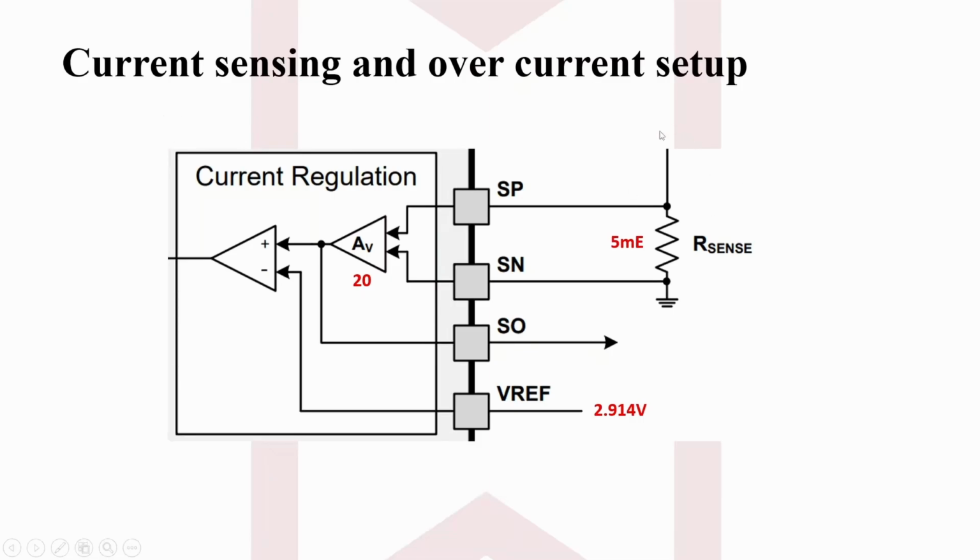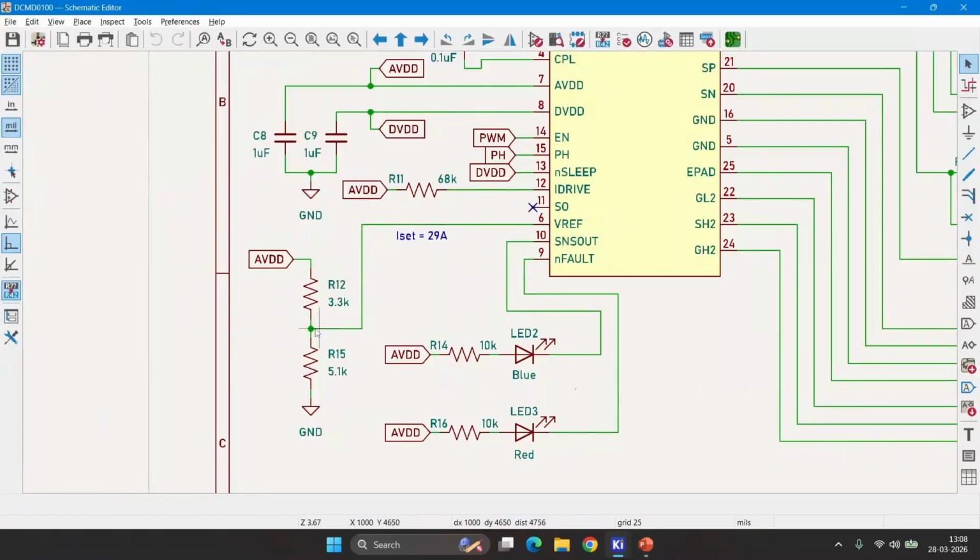Now assume 30 amperes of current is flowing through this resistor and then you will get the voltage drop of 150 millivolt across these SP and SN pins, and it will be amplified 20 times and then it will be fed to this comparator. Now 150 millivolt into 20 is around 3 volts. So when it crosses 2.914 voltage, this comparator will trigger the overcurrent protection mode. So the set limit is 29 amperes. Yes, that is how this circuit works.